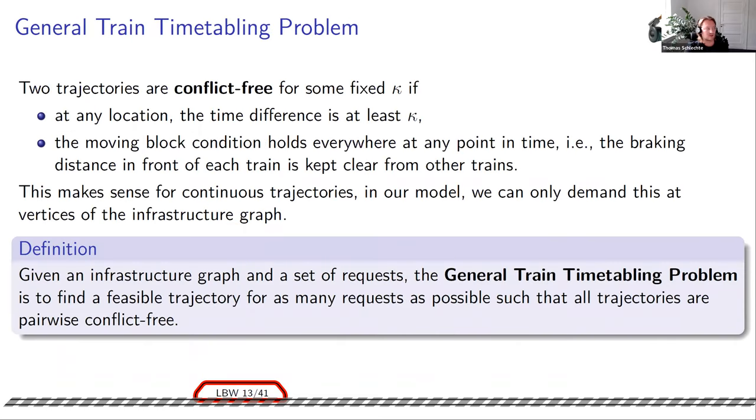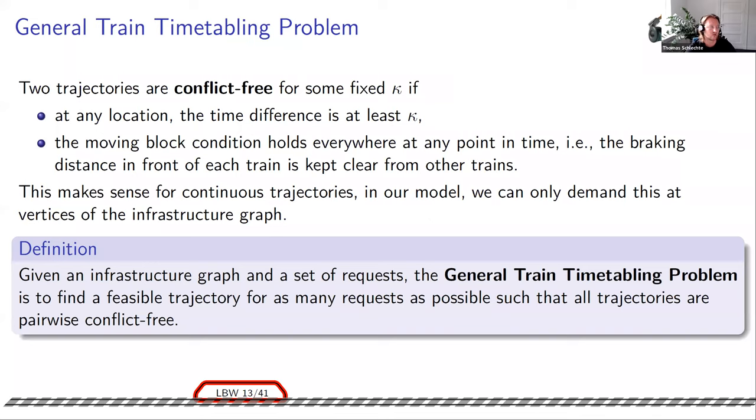The general train timetabling problem is then to consider all these train requests together. What we are searching for is a conflict-free allocation. We say that two trajectories are conflict free if they are separated by a fixed kappa. So let's say they have to be separated by 30 seconds at least.